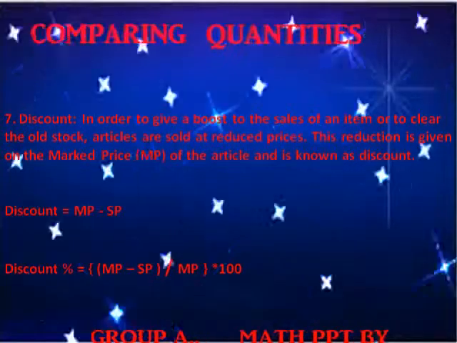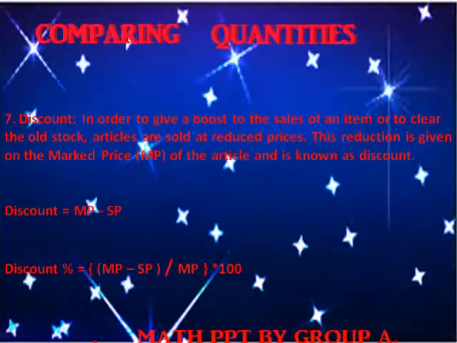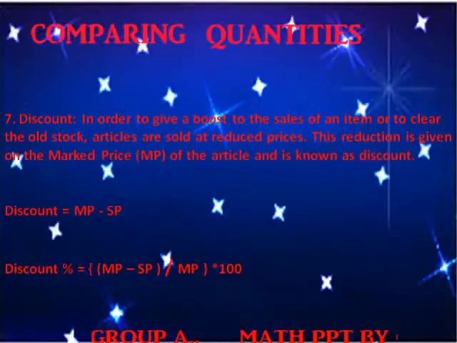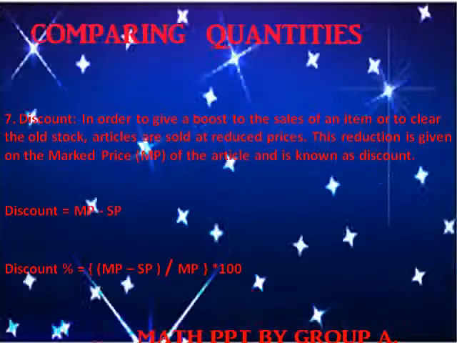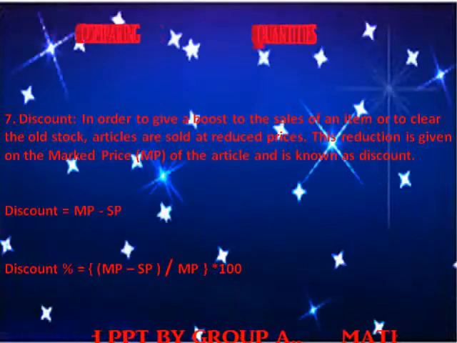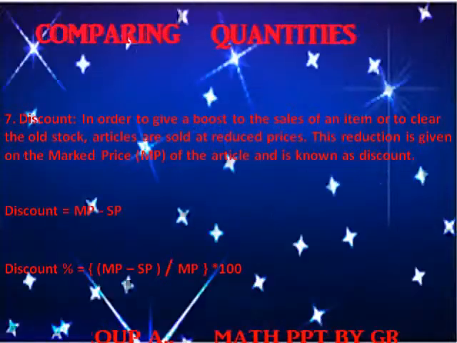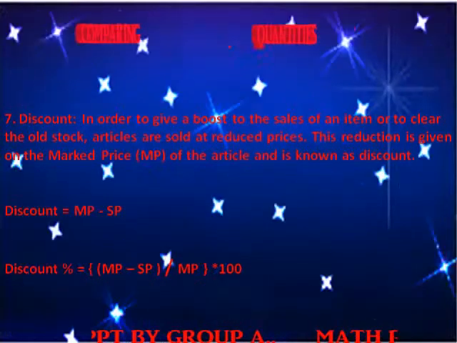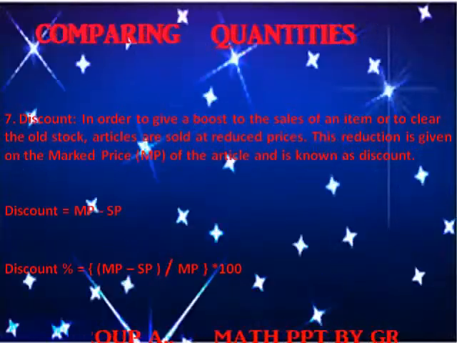7. Discount. In order to give a boost to the sales of an item or to clear the old stock, articles are sold at reduced prices. This reduction is given on the marked price MP of the article and is known as discount. Discount equals MP minus SP. Discount percent equals MP minus SP upon MP multiplied by 100.